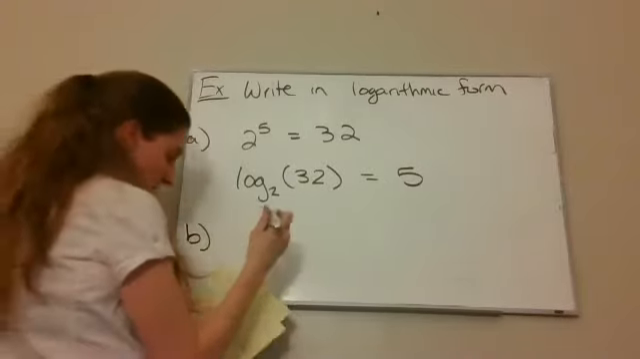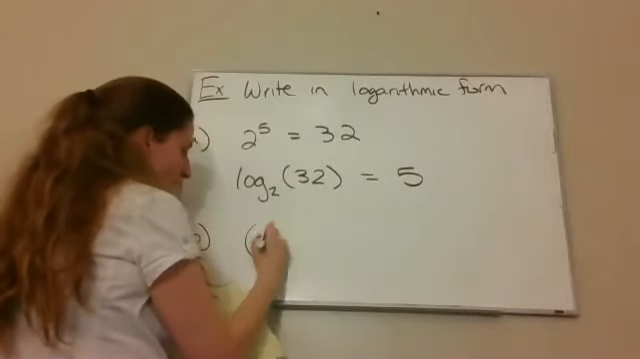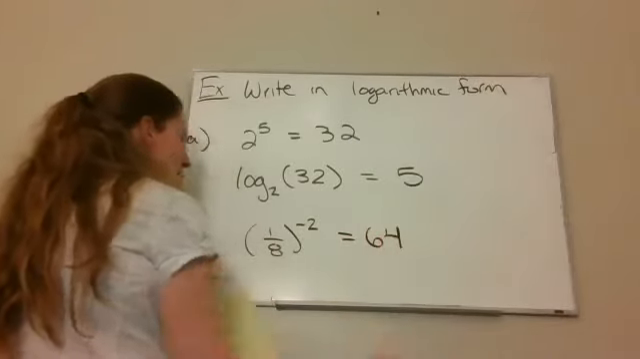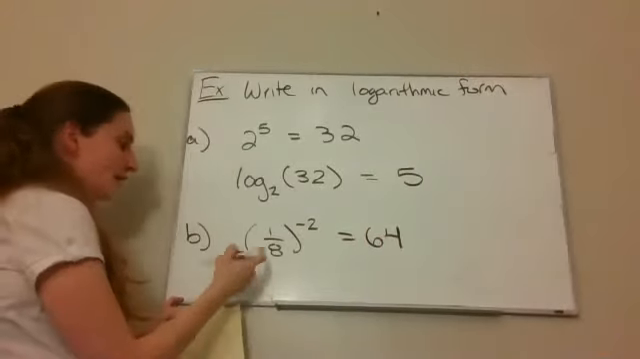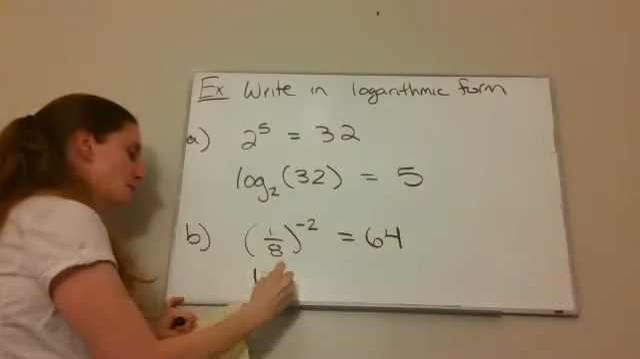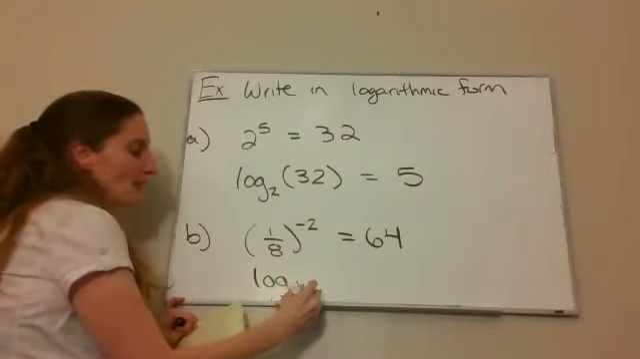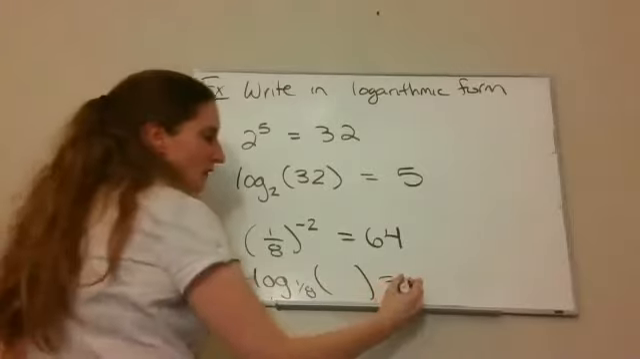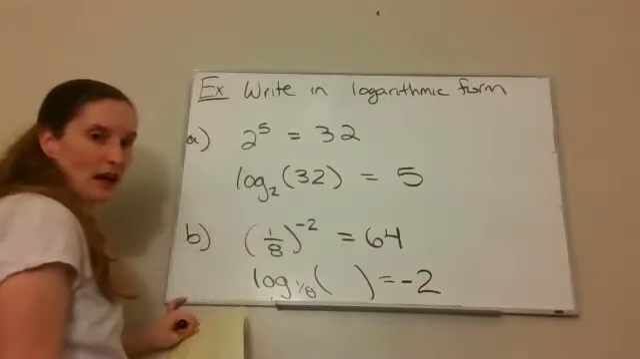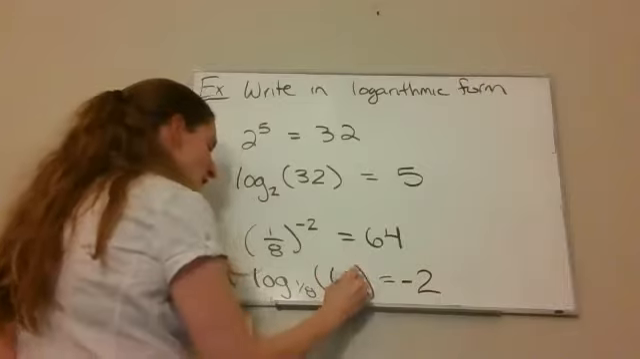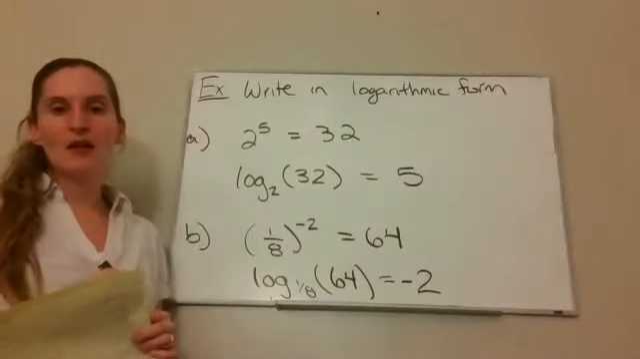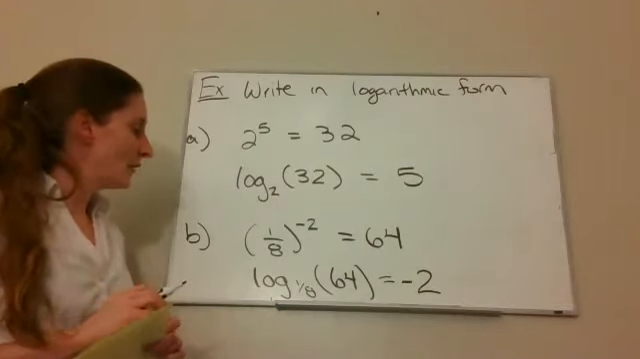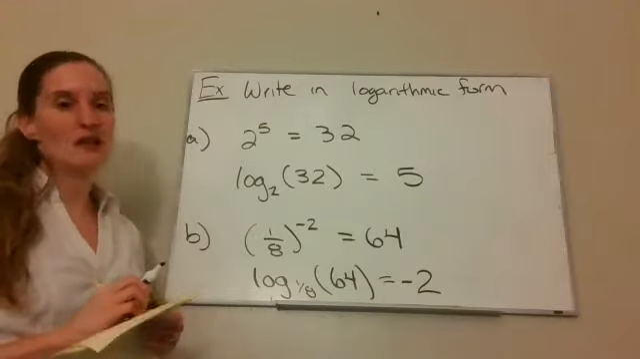Try another one. We have 1/8 to the negative 2 power equals 64. So again, you find your base by looking at what has the exponent. So I have a log with a base of 1/8. Logarithms are equal to exponents, so I have to put the exponent on the other side. And that means the 64 is the input for the logarithm. Log base 1/8 of 64 equals negative 2 is the same thing as 1/8 to the negative 2 equals 64.